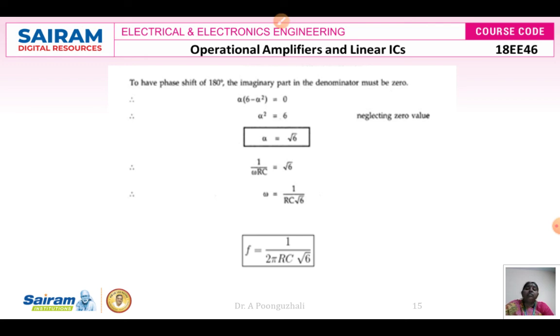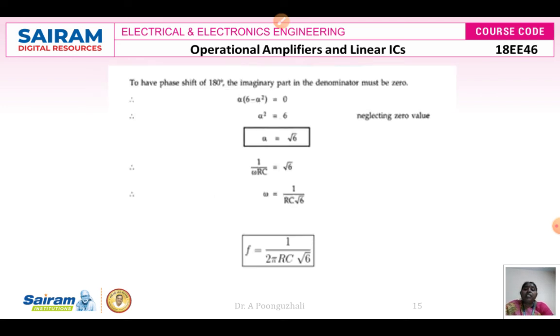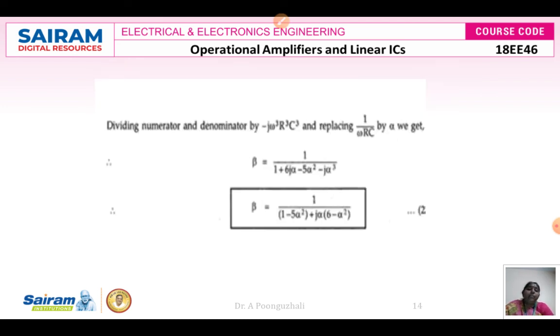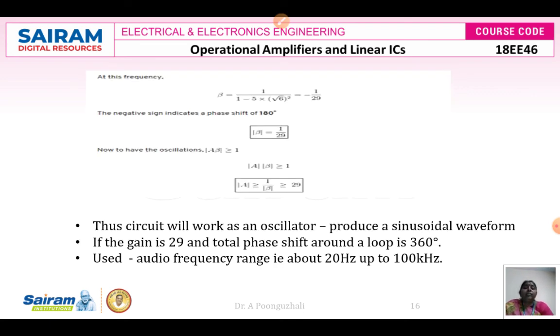Now we have to see what is going to be the gain. So you can see here your beta value is nothing but 1 by 1 minus 5 alpha square. So here in this case 1 minus 5 alpha square. So 5 into alpha value is nothing but root 6 the whole square. So 5 into root 6 the whole square is nothing but 6. So 5 into 6 is 30. 1 by 1 minus 30 is minus 29. That means my feedback gain should be minus 1 by 29. So if I take the magnitude, it is 1 by 29 there.